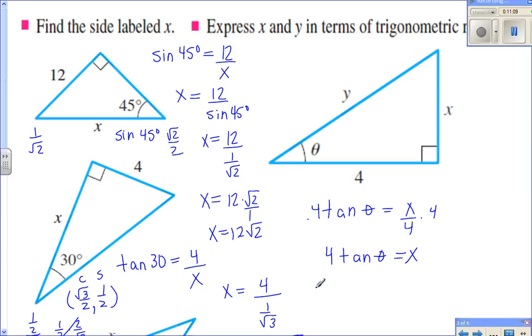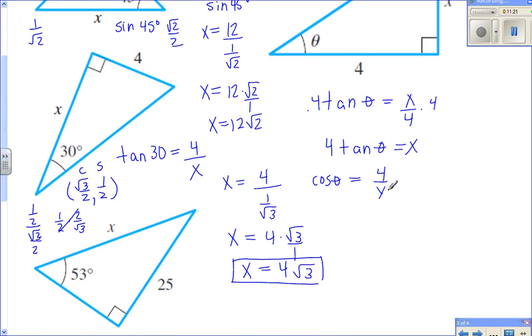When we look at our y, we have adjacent over hypotenuse, which is cosine. So we would have cosine of theta equals, and again now it's adjacent over hypotenuse, so 4 over y. So now we have to get y by itself. So we're going to divide both sides by cosine, multiply both sides by y. So we would have y equals 4 over cosine theta. But we know 1 over cosine is just secant, so we can go ahead and just change that to y equals 4 secant of theta.